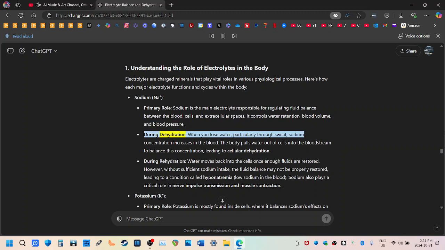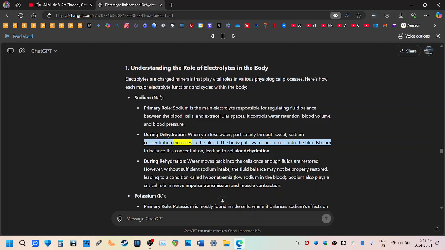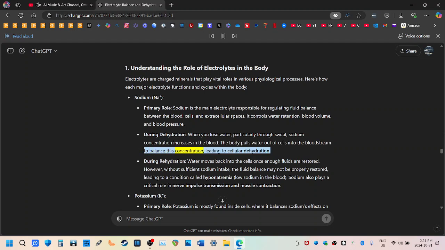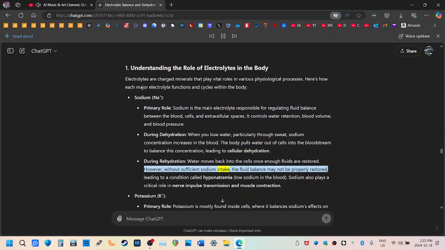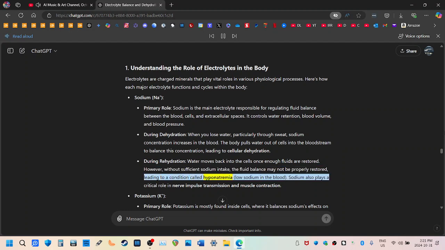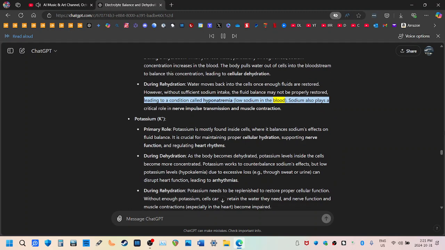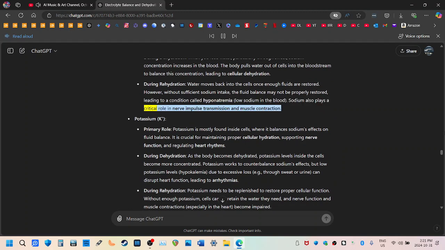During dehydration, when you lose water, particularly through sweat, sodium concentration increases in the blood. The body pulls water out of cells into the bloodstream to balance this concentration, leading to cellular dehydration. During rehydration, water moves back into the cells once enough fluids are restored. However, without sufficient sodium intake, the fluid balance may not be properly restored, leading to a condition called hyponatremia, low sodium in the blood. Sodium also plays a critical role in nerve impulse transmission and muscle contraction.